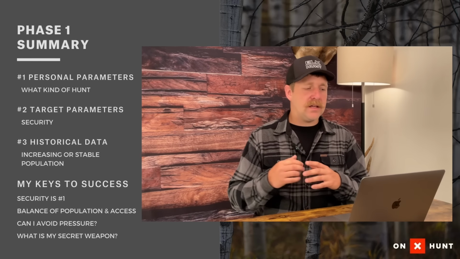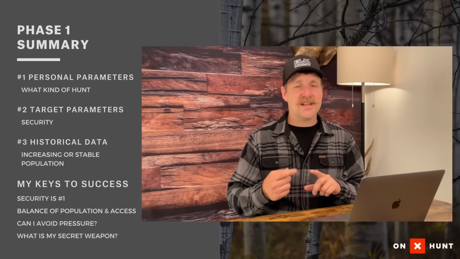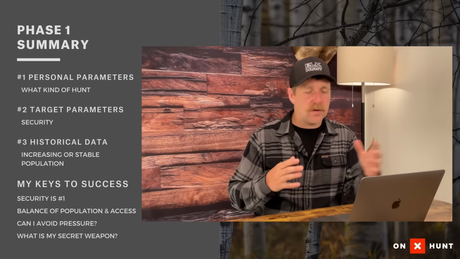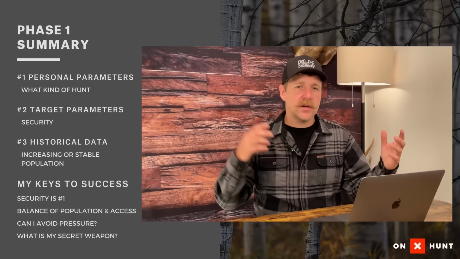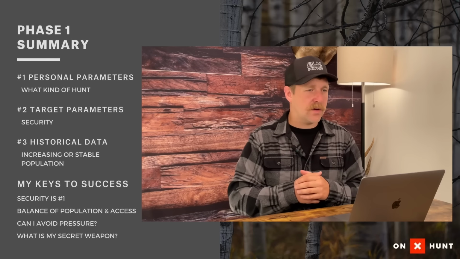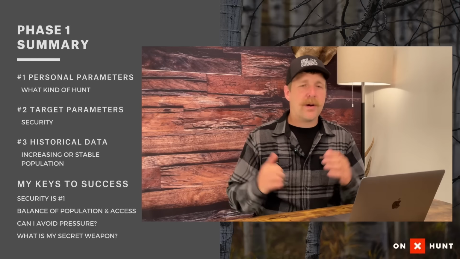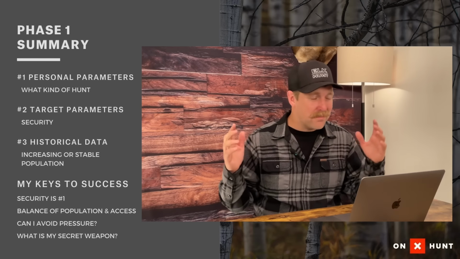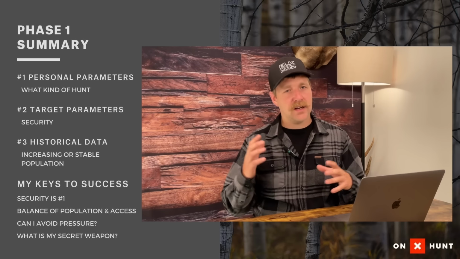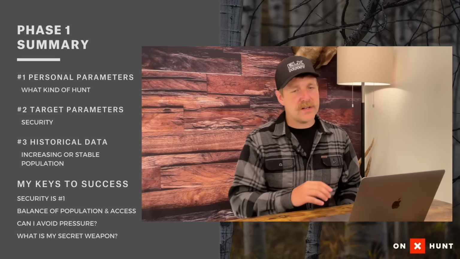Number three is an increasing or a stable population. Does it have a healthy population of elk? And that balance we're talking about between tag numbers, hunting pressure, and elk numbers. Finding that sweet spot is a great balance. You don't need to draw the best tag in the state to kill a 6-point bull. I promise you can kill a 6-point bull in most units in the state if you can get away from pressure and find those pockets to hunt that match your hunting style. So that's the summary for phase 1.